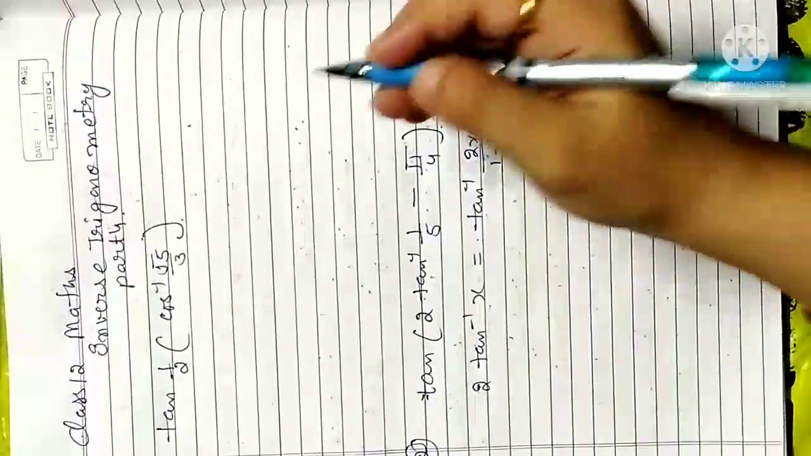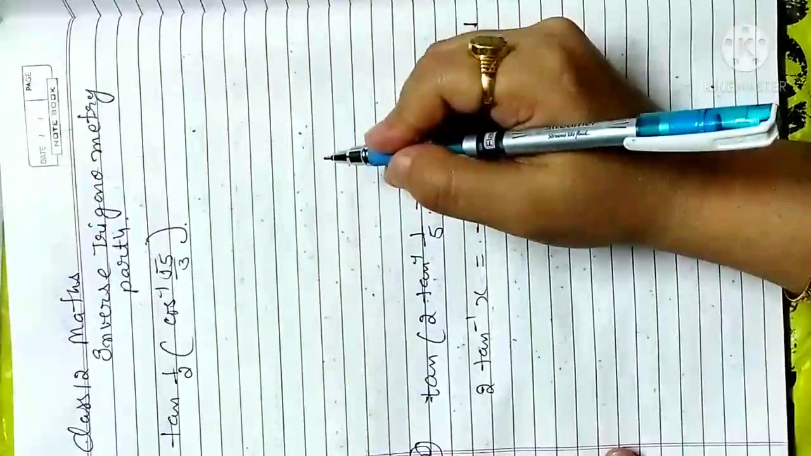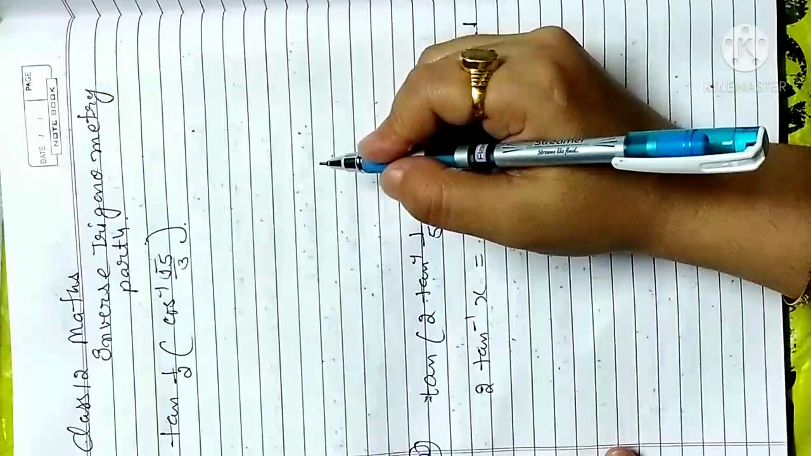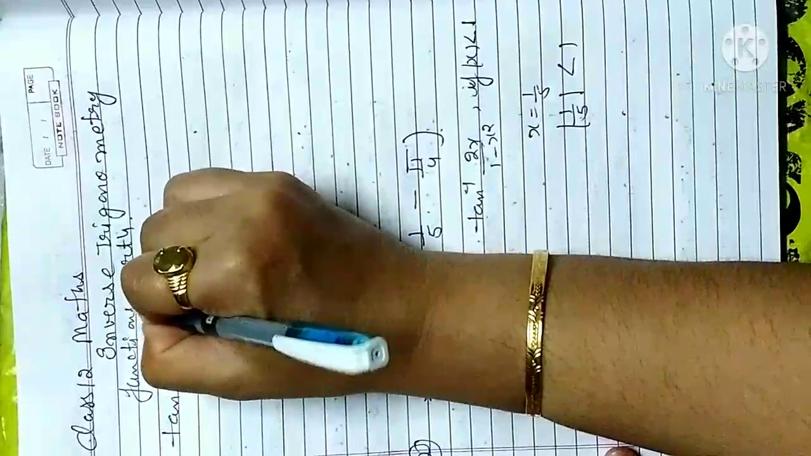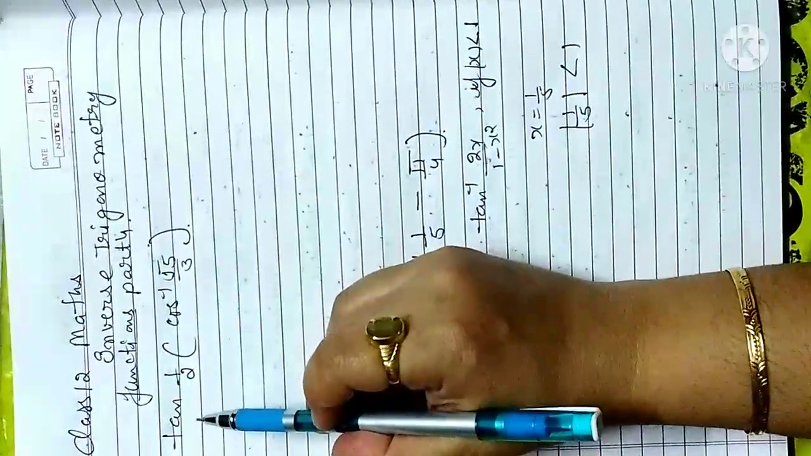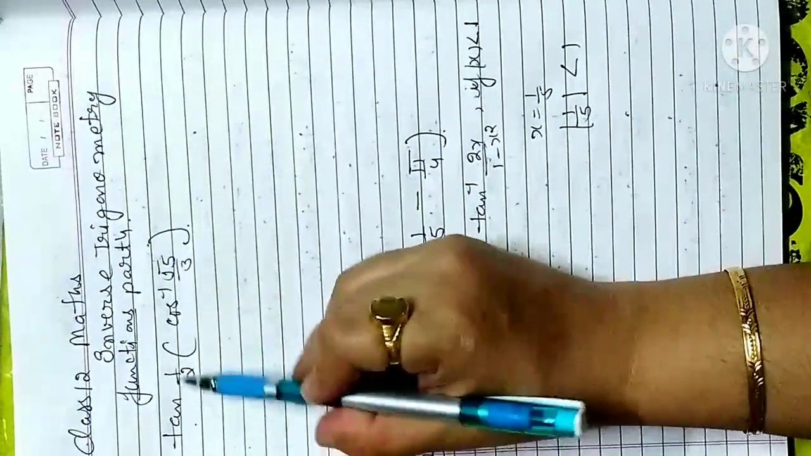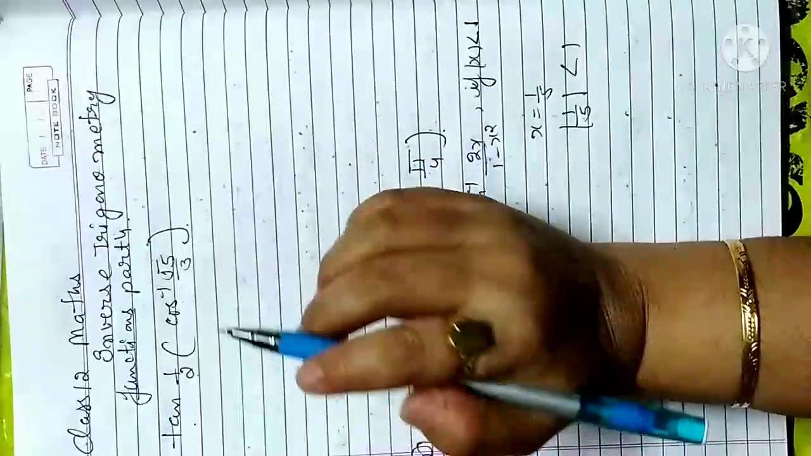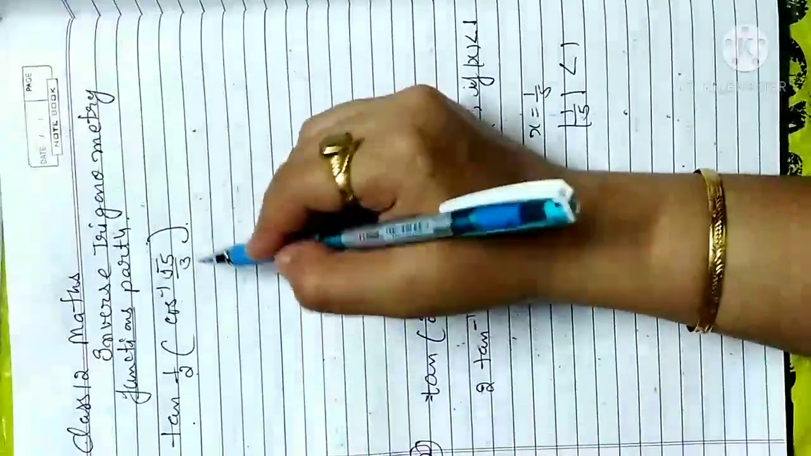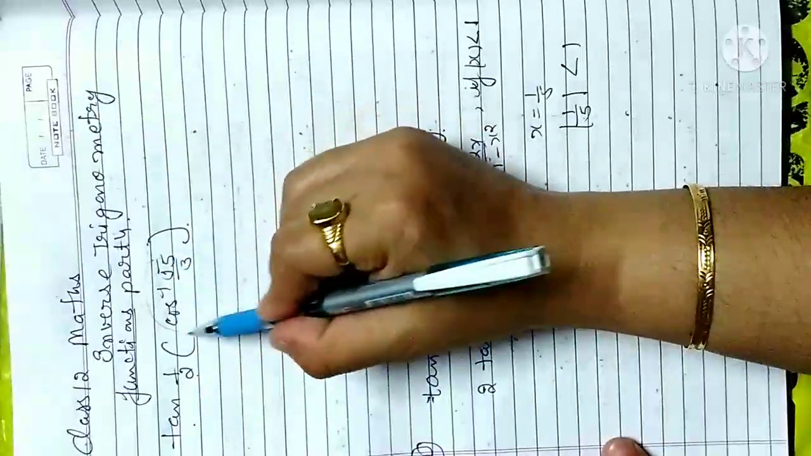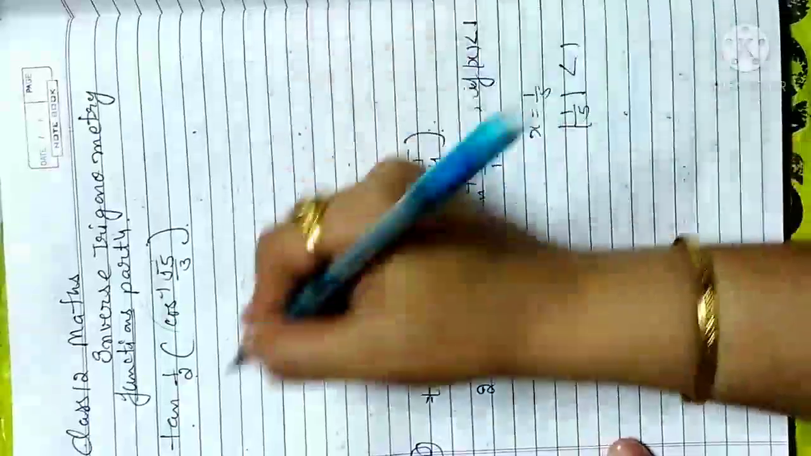Good morning everyone. Today we will discuss more questions on inverse trigonometric functions. So in this, our first question is tan(1/2 cos⁻¹(√5/3)). How will we solve this type of question? First, we consider what is in the bracket as theta.